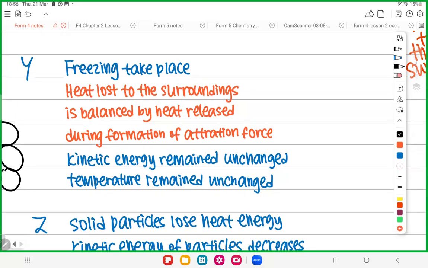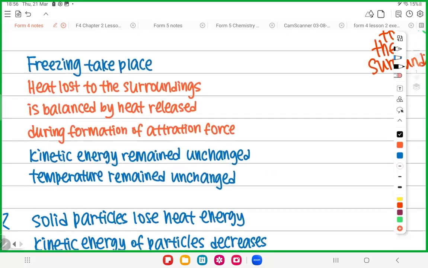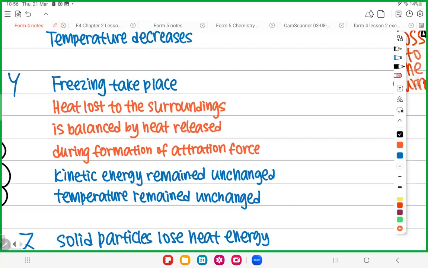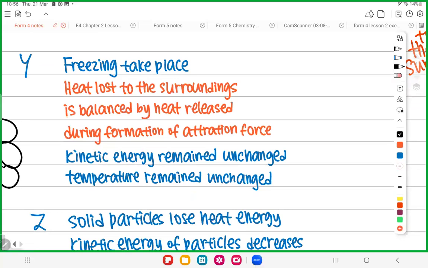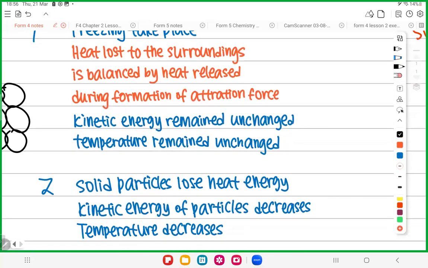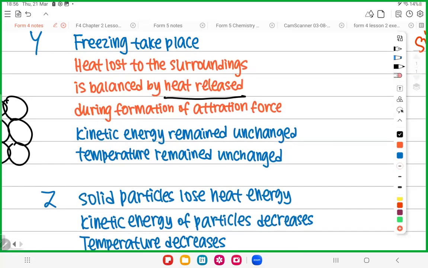So I hope you guys can imagine now what is going on here. You got it? So why did the temperature not change? Because when you do freezing, the heat you throw away is exactly the same as the heat that you got back when you're holding other people's hands. Why do you want to hold other people's hands? Liquid and liquid need to join together. They need to hold hands together in order to form solid. And the process of holding hands will give extra energy, which we call heat release during formation of attraction force.